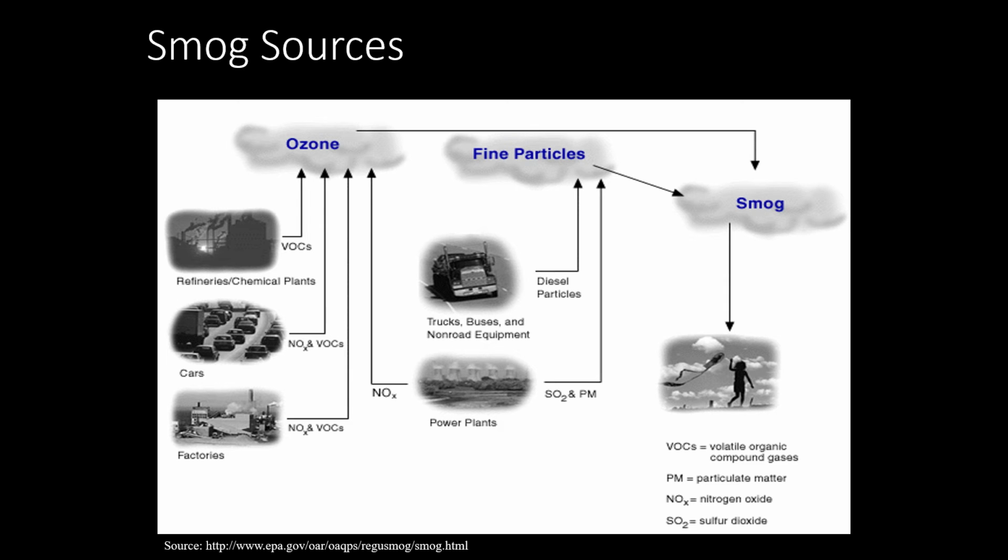You also have smog sources. Oxides of nitrogen and VOCs from refineries, chemical plants, cars, and factories go straight to the ozone layer. Now, some of the oxides of nitrogen from trucks, buses, and non-road equipment, as well as power plants, go directly to the ozone layer. But diesel particles, sulfur dioxide, and particulate matter go to the smog and eventually to life on Earth, which as an air pollutant is very detrimental.